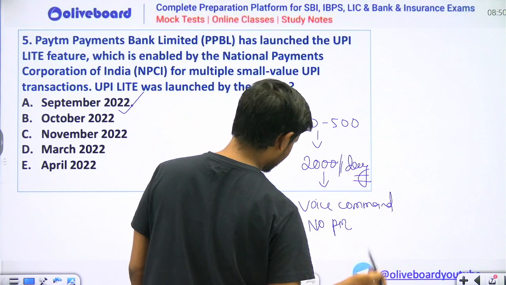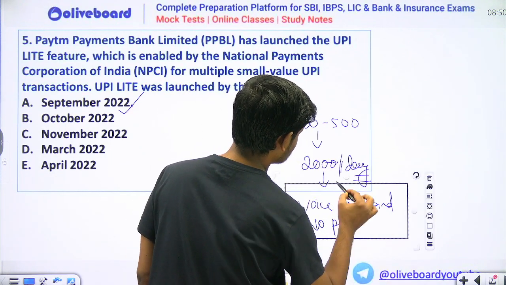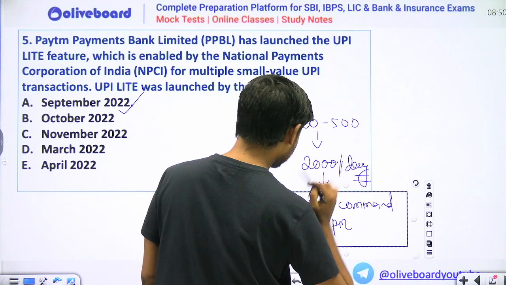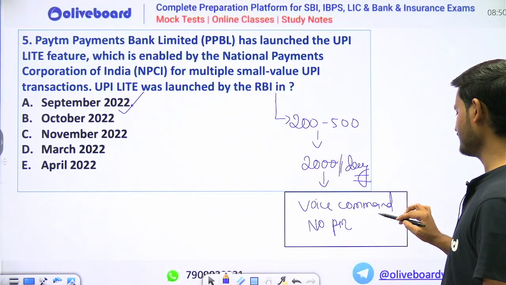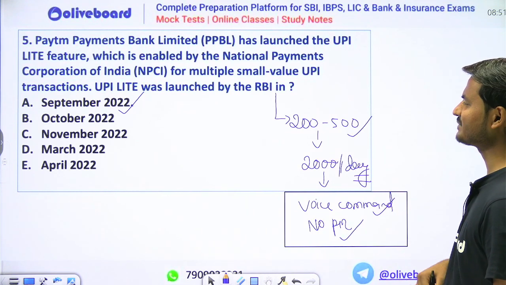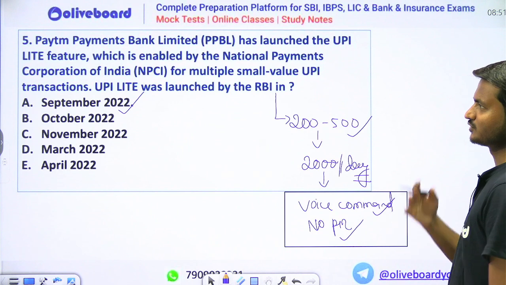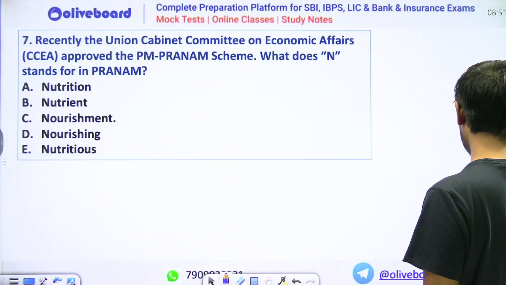So this is a very new feature in the UPI, that with the help of voice command and by giving no pin, you can just do transactions of rupees 200 to 500, maximum 2000 per day. So this is UPI Lite for you, launched by RBI in September 2022.